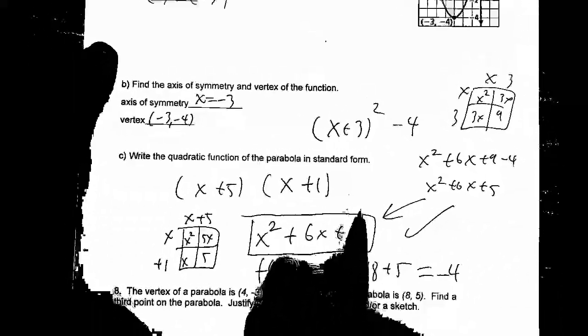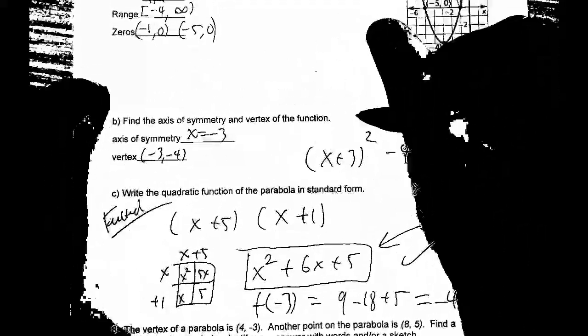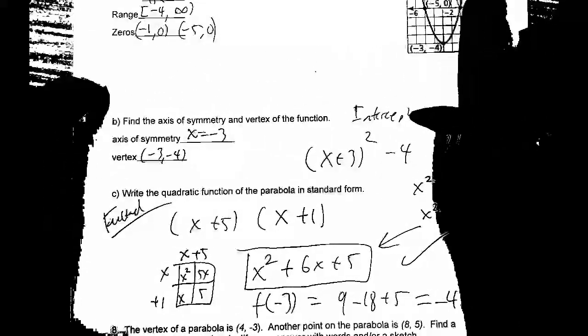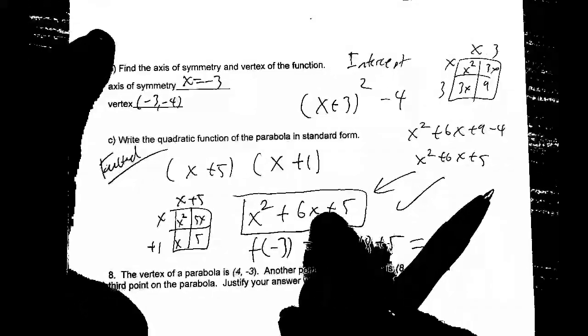Okay, this is factored form. This is the intercept form. And then I just multiplied them out to get the standard form. And you could choose either one of those.